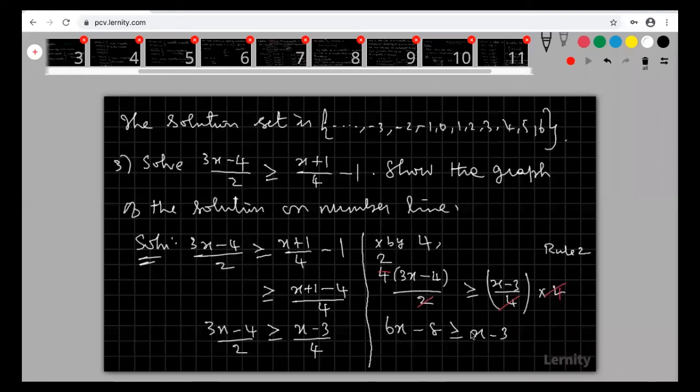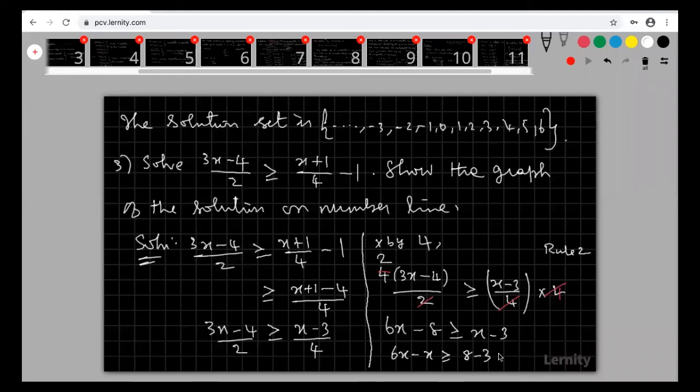So now look at that. I can bring this x to the left hand side, and I can bring this minus 8 to the right hand side. In inequality also that is possible. In inequality also we can bring this plus x to the left hand side, and minus 8 to the right hand side. So therefore this is 6x minus x greater than or equal to this minus 8 becomes plus 8.